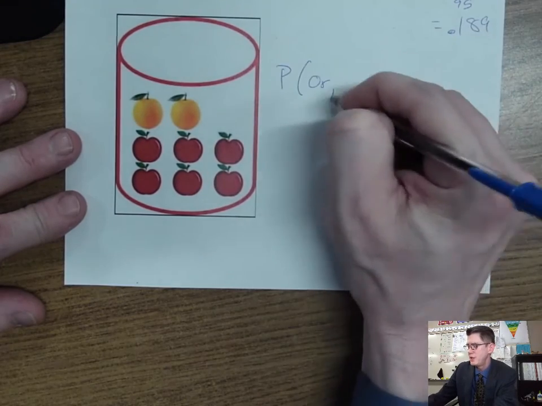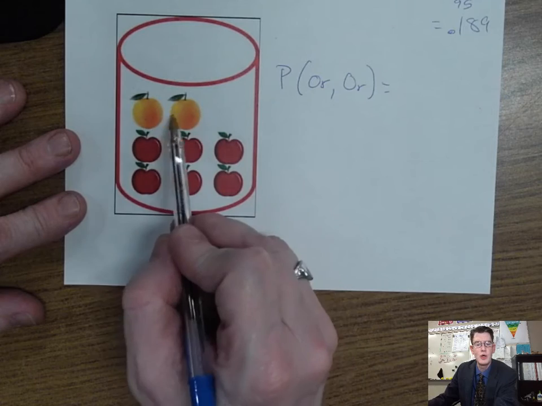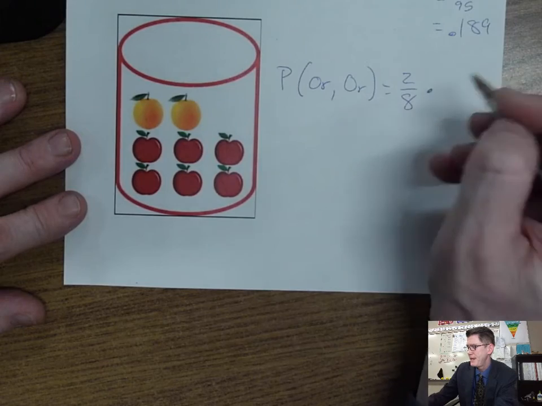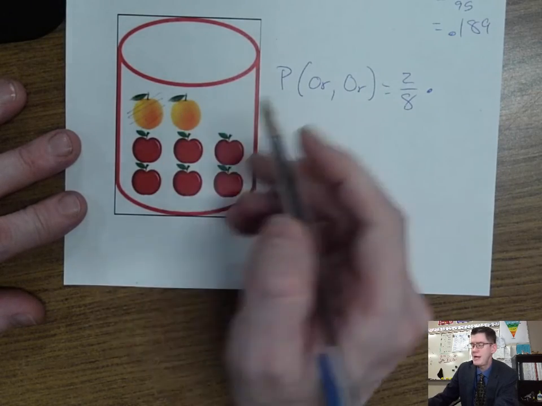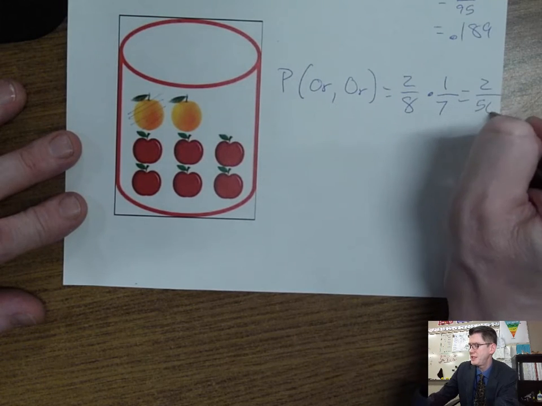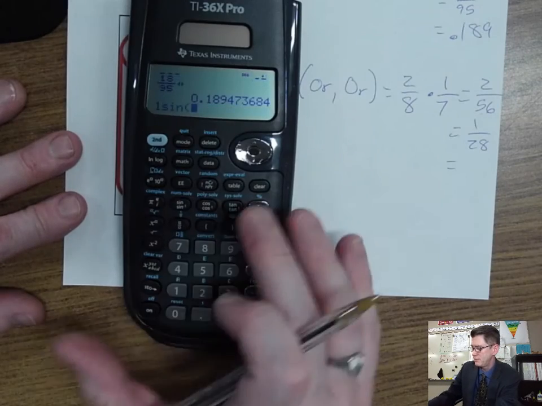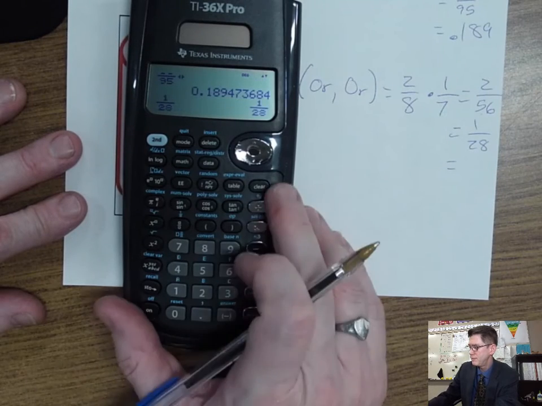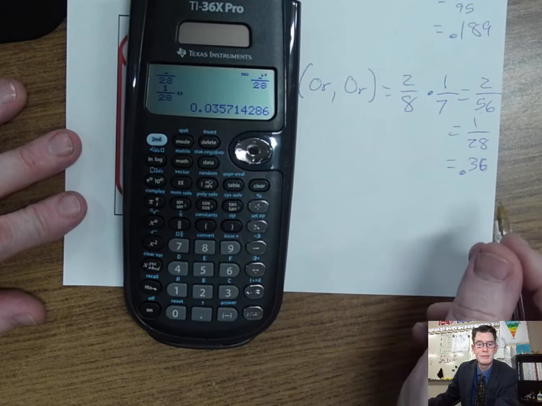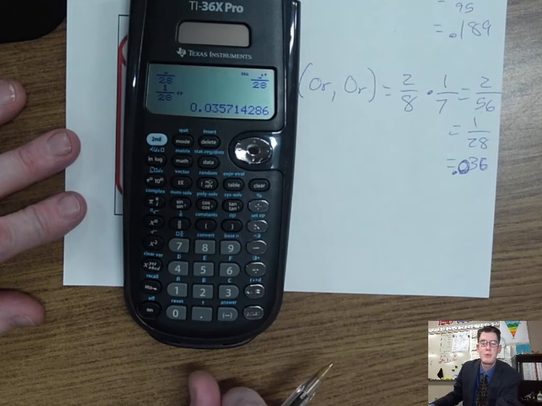Let's say I like oranges. What's the probability of getting an orange and then an orange? Well, getting the first orange, there's 2 out of these 8 pieces of fruit are oranges. And then after I've taken one, I now only have 1 orange out of 7 left. It gives me 2/56ths or 1/28th, or finding the decimal, about 3%. If I round it, 0.036, rounding to the thousandths, 3%.